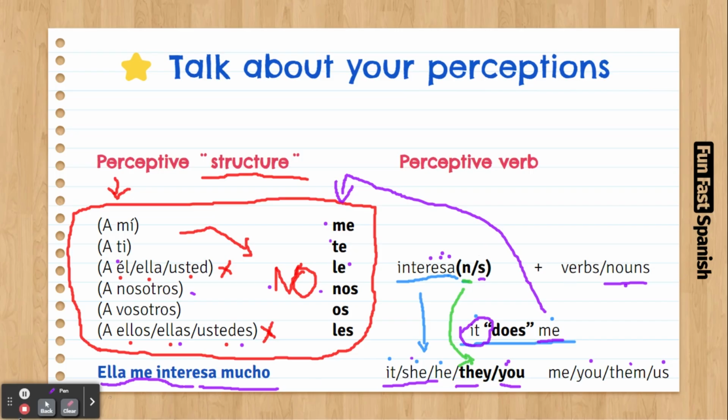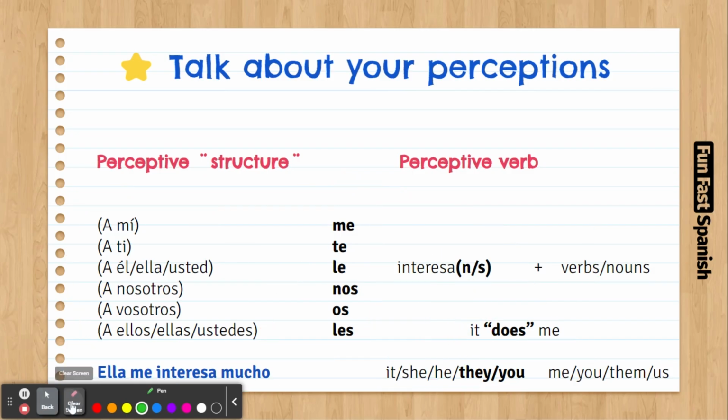You can also use verbs, but that's easy, right? You just put a verb in infinitive here, and that's it. Like, I'm interested in doing something. So you just put, a mí me interesa, and we always put it as interesa, just the way it is, third person singular. A mí me interesa correr, a mí me interesa viajar, and so on.